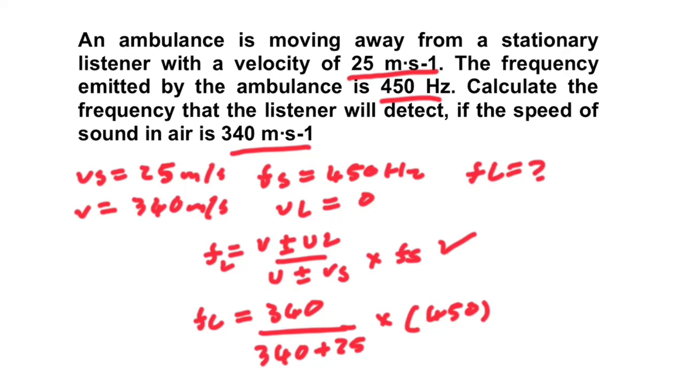So let's go ahead and take a look. What is the frequency observed? The frequency observed is 419.18 Hertz, which makes sense because our sound source is moving away. So you would expect the observed frequency to be less than that which is emitted.